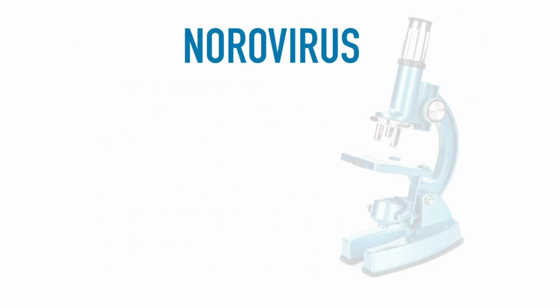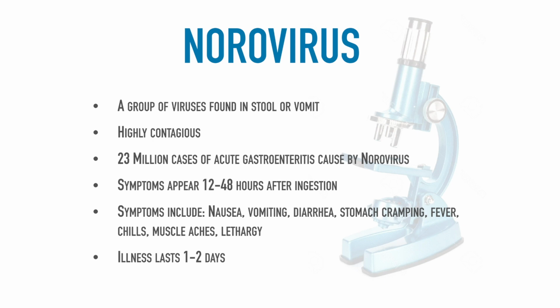First is norovirus. Now, norovirus is actually a grouping of viruses that's found in either stool or vomit, and it is highly, highly contagious. The good thing to remember is our chlorine will kill off norovirus at about the same rate as it kills off Giardia. So as long as we are keeping our chlorine levels up at 4 parts per million, we will rarely see any cases from norovirus coming from the pool.